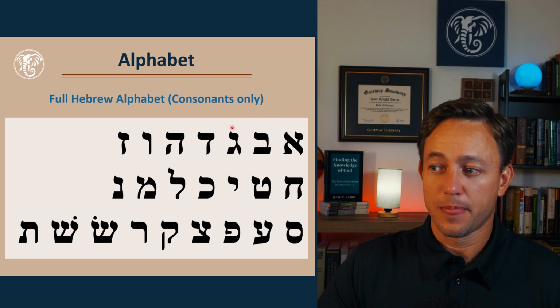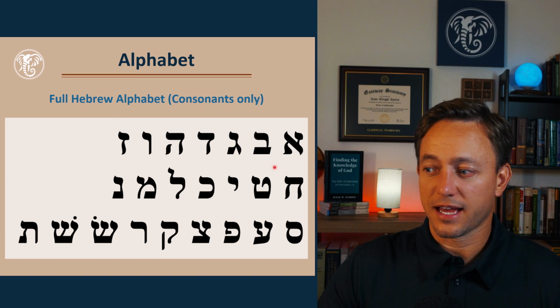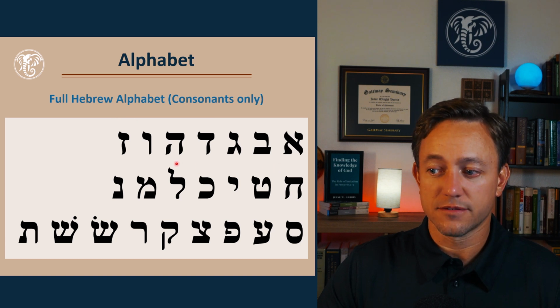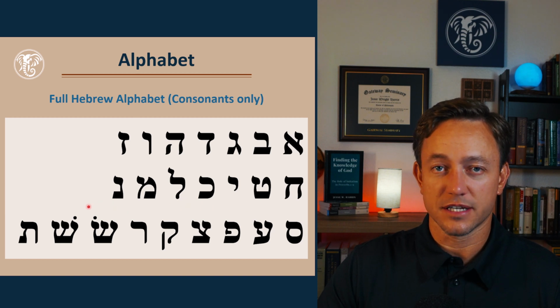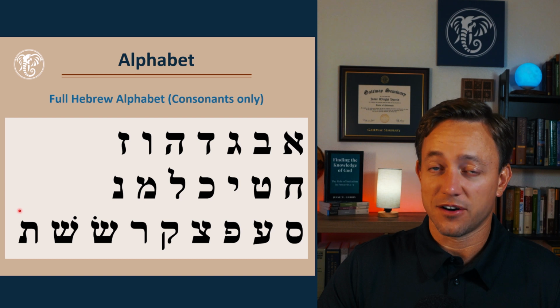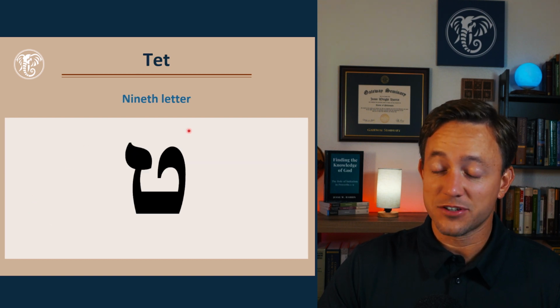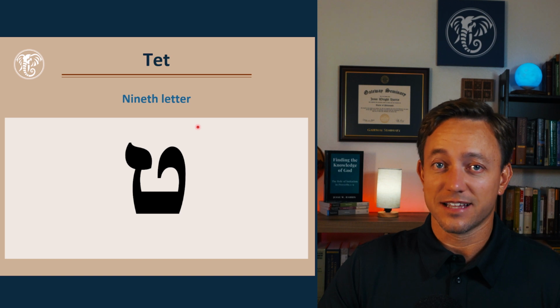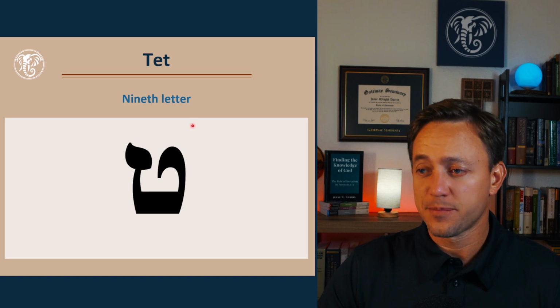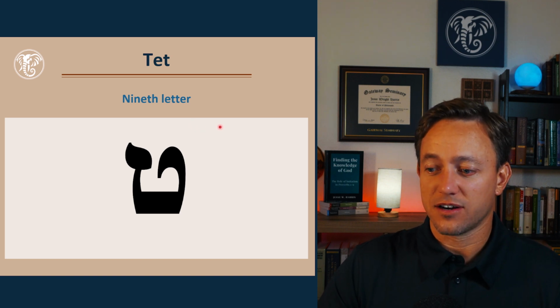Aleph, Bet, Gimel, Dalet, He, Vav, Zayin, Chet, Tet, Yod, Kaf, Lamed, Mem, Nun, Samek, Ayin, Pe, Sade, Kof, Resh, Sin, Shin, Tav. All right, that's our alphabet. So let's go ahead and get into our letter here, the letter Tet. And as you can see here, it's our ninth letter.